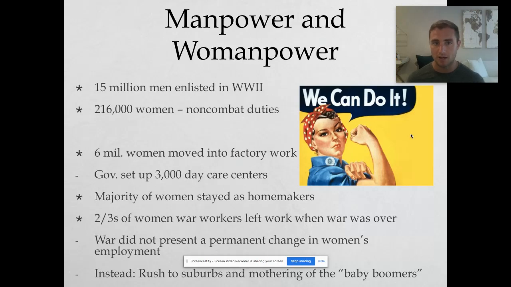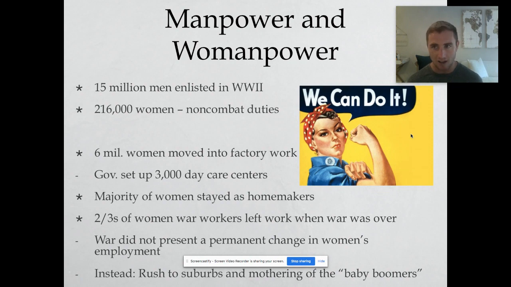In a much bigger number, 6 million women are going to move into the factories. And in doing so, women take a huge place of men that deserted the factories to go to the battlefields. This was an incalculable amount of bonus to American manufacturing that nations like Japan and Germany did not take advantage of. American women saved the day in manufacturing.